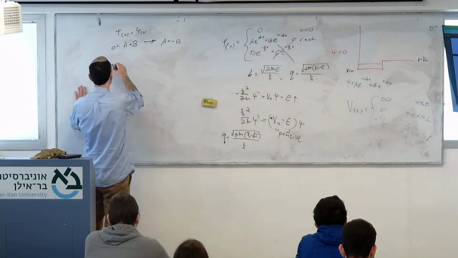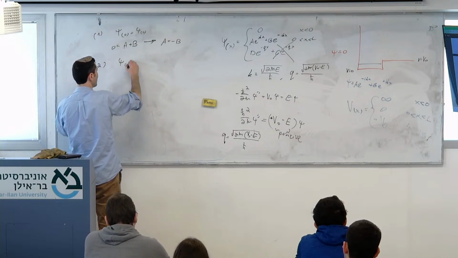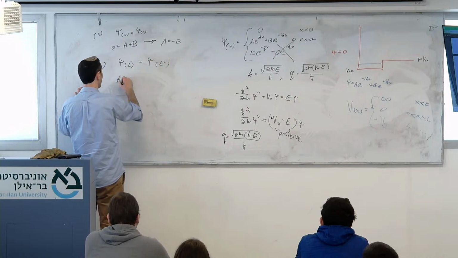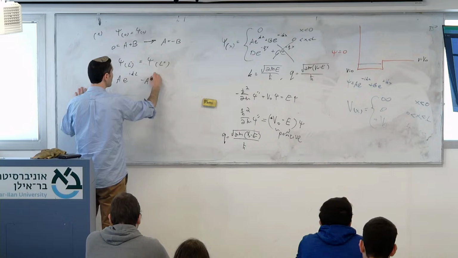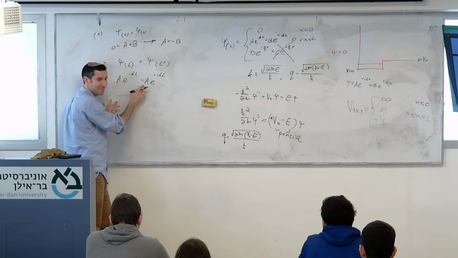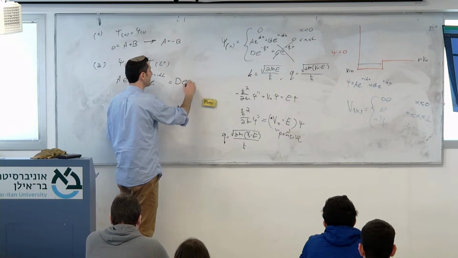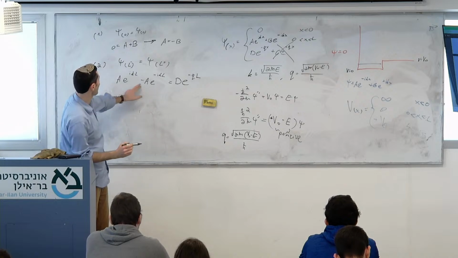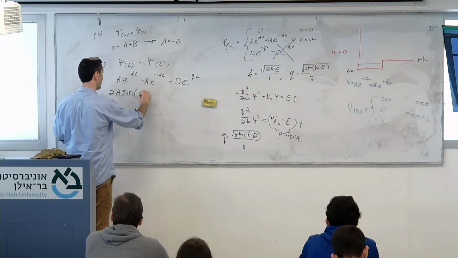I want psi of L minus to equal psi of L plus. Therefore, A e to the ikL plus B e to the minus ikL. Instead of B, I wrote here minus A. Is that okay? Yeah. Yay. This must equal D e to the minus qL. This is simply 2A sine kL.